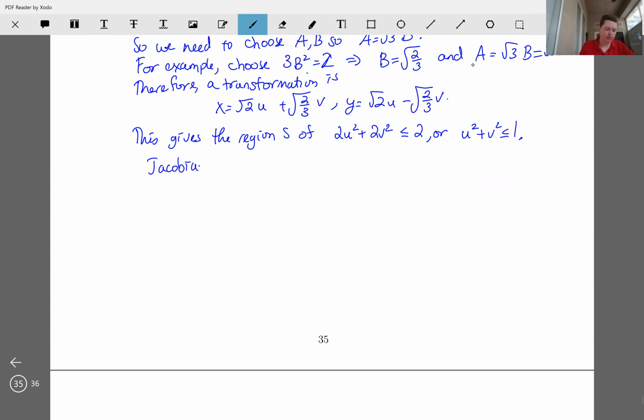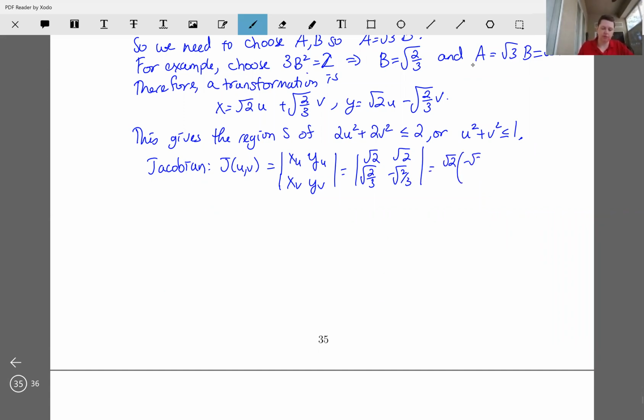So we'll compute the Jacobian. J of uv, remember, is the determinant, x sub u, y sub u in the first row, x sub v, y sub v in the second row. So we have a root 2 and a root 2 and a root 2 over 3 and a negative root 2 over 3. So that gives us root 2 times negative root 2 over 3 minus root 2 over 3 times root 2, which is negative 4 over root 3.